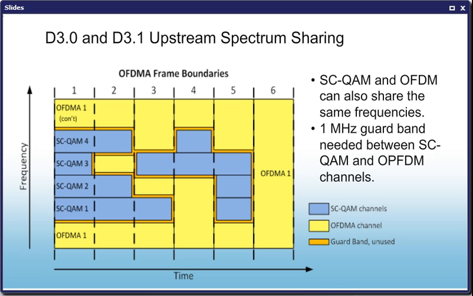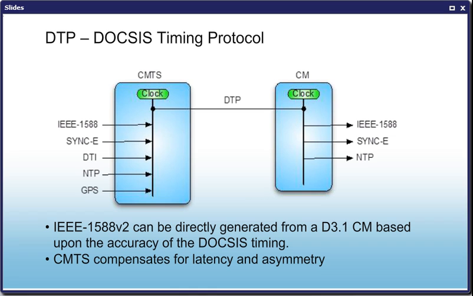That is an efficient system, and that is one of the most powerful features of 3.1, that it can coexist and use common spectrum with 3.0 in the upstream. Another interesting feature that I'll just briefly mention with DOCSIS 3.1 is that we have a timing protocol built into 3.1, where we can end up supporting 1588 timing coming out of a cable modem to support timing services.